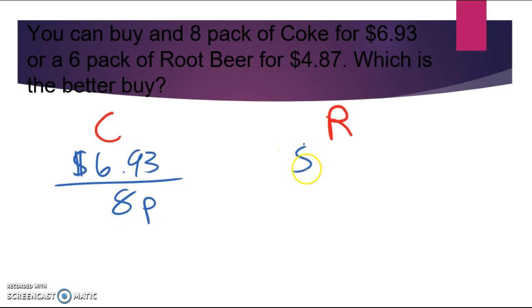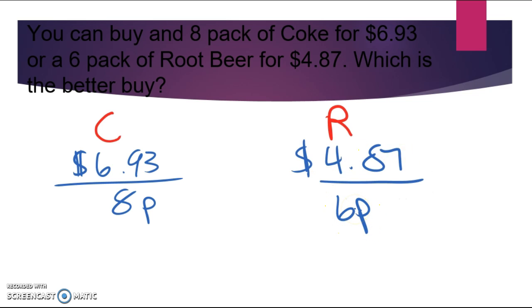And we also have $4.87 for a 6-pack. So what we're going to do now is figure out the better buy. Now there's a couple ways to do this. We have 8 here and we have 6 here. One way to do this is to find the common denominators. That's the way I'll do this one.